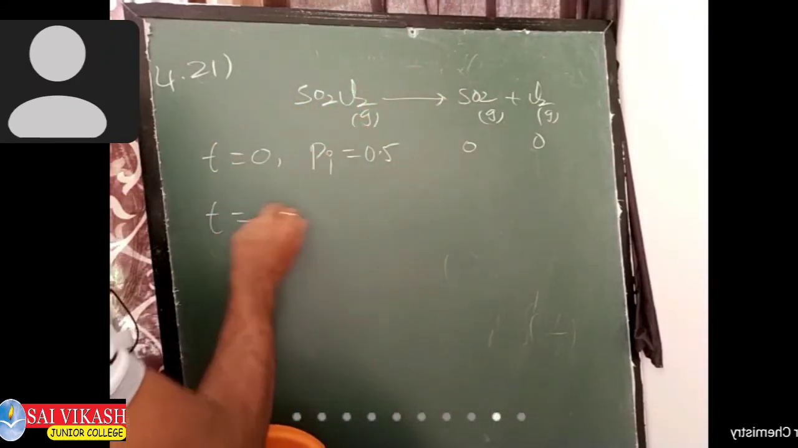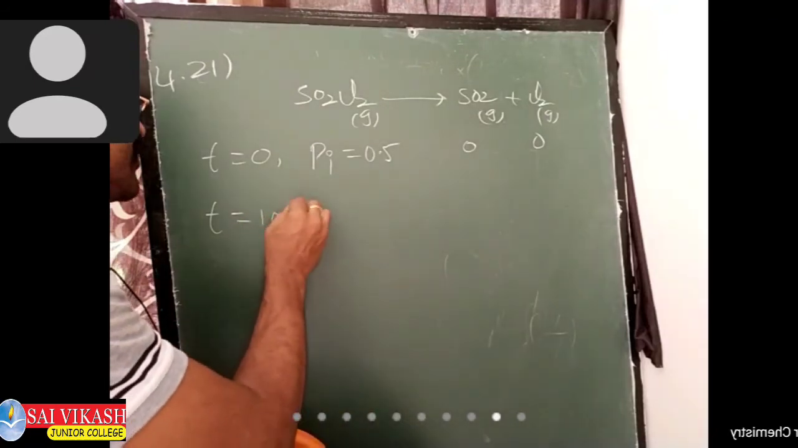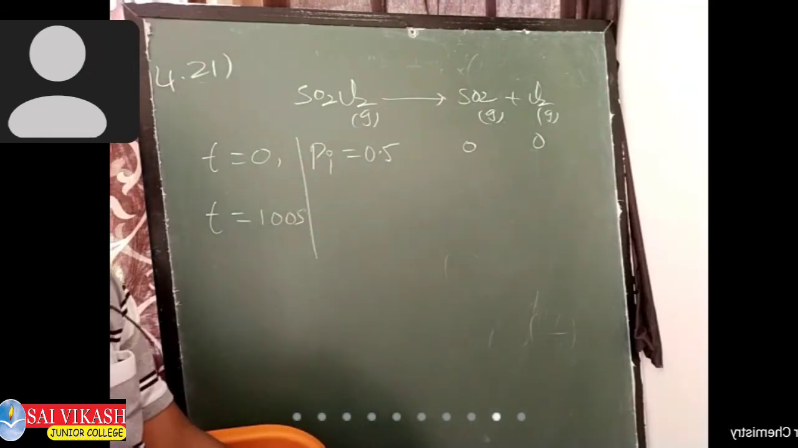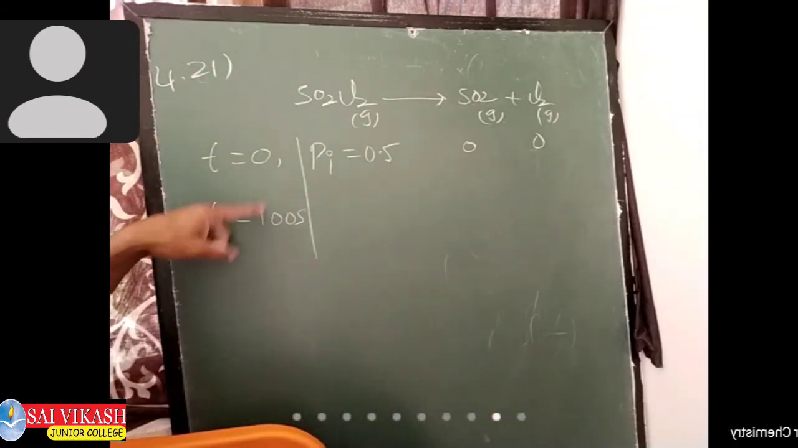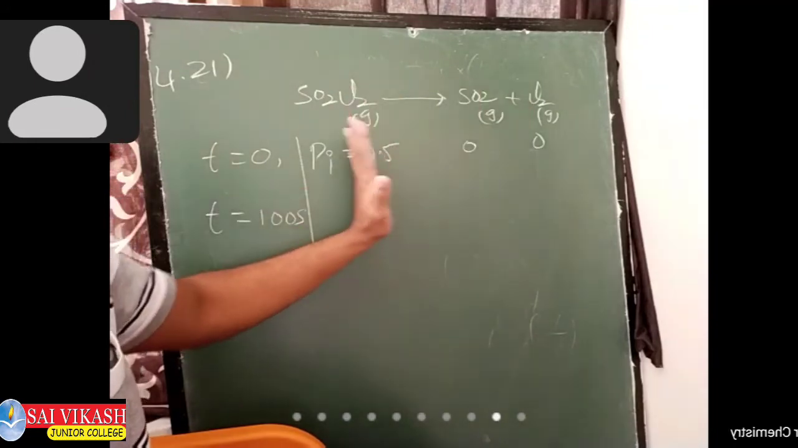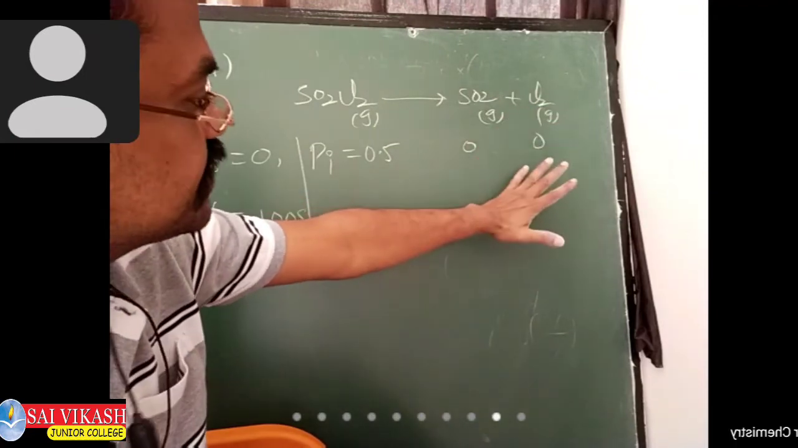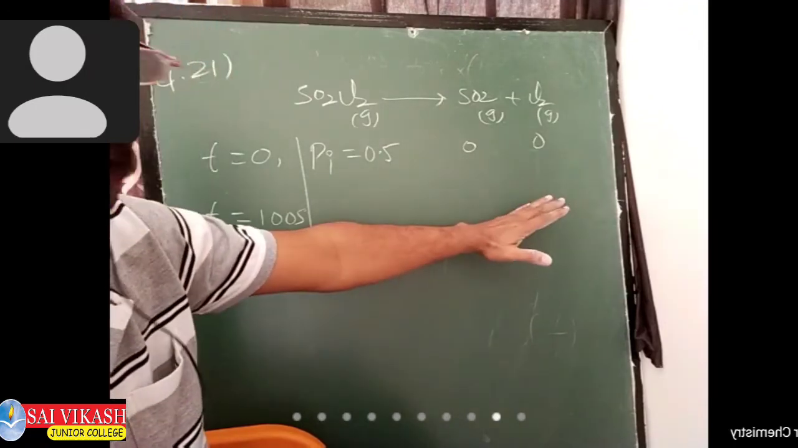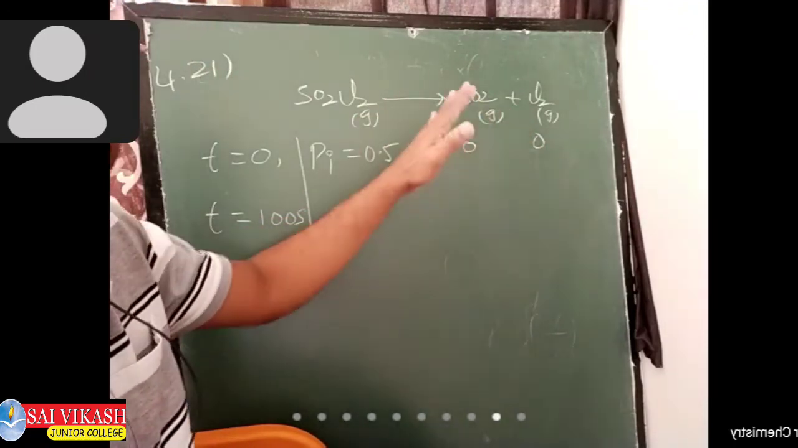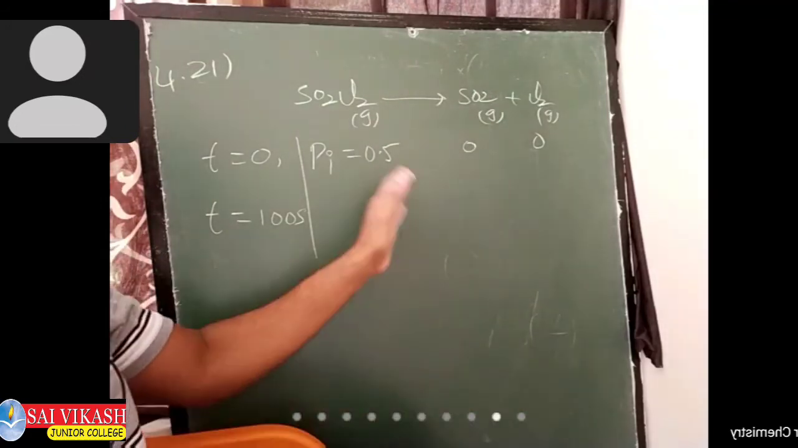Now when time equal to 100 seconds, they have given the pressure as 0.6. Means after 100 seconds the reaction is going on. Reaction is going on means product formation also starts. Product formation starts means something is released from the reactant and something product will form. The total pressure sum is given as 0.6, but individual pressures we don't know.